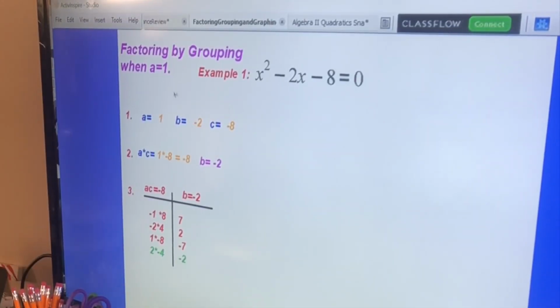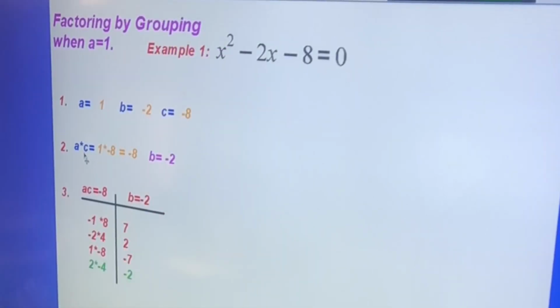Factoring by grouping when a equals 1, a being the leading coefficient of the x squared term, okay? Remember, a quadratic is all polynomials with a degree of 2, okay? Now, since there is no number present in front of x squared, we assume that to be 1. Not 0, but 1. In front of x, we have a negative 2. Please keep in mind that this sign must stay attached to this 2, and our c value is negative 8. Step 2 says that I first multiply a times c, which is 1 times negative 8, and it gets us the value of negative 8. And the second thing it asks for us to do is b equal to negative 2.